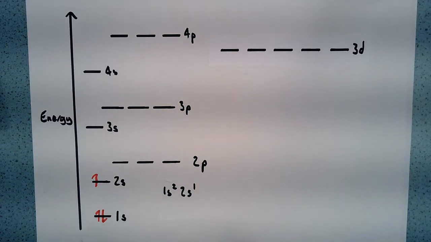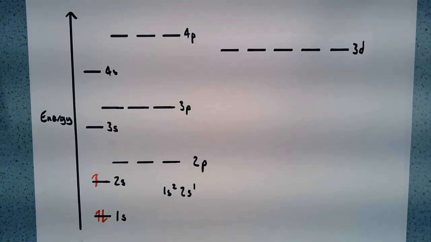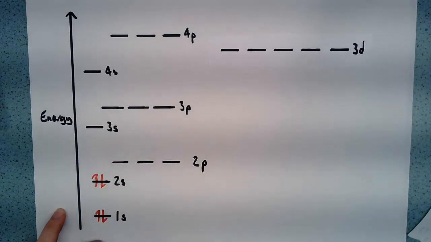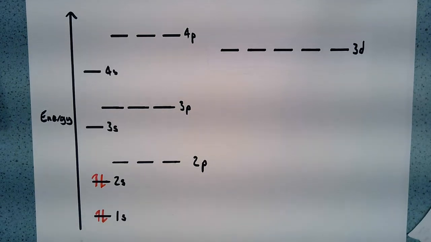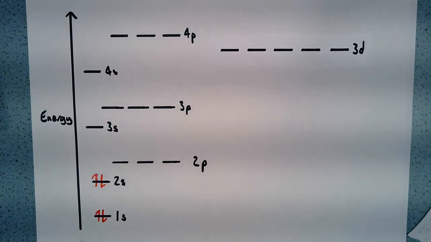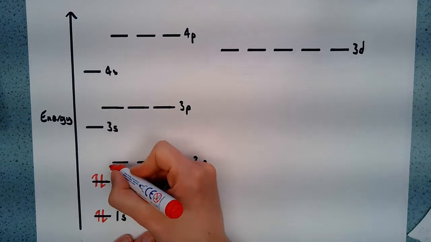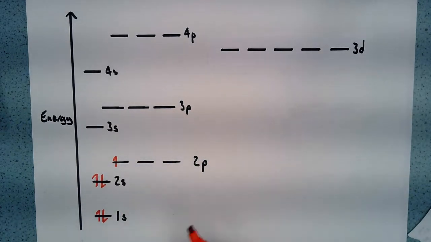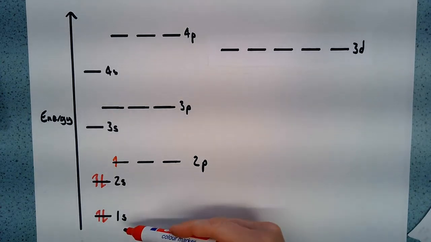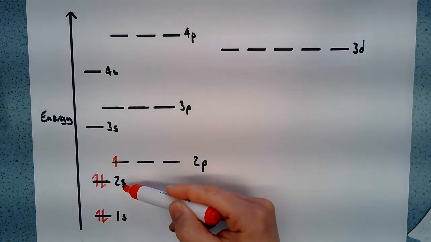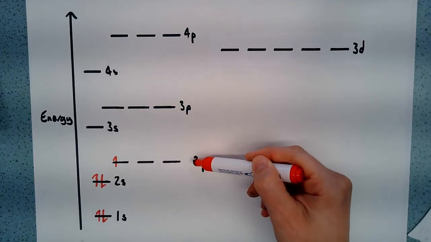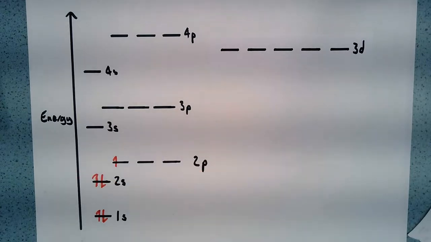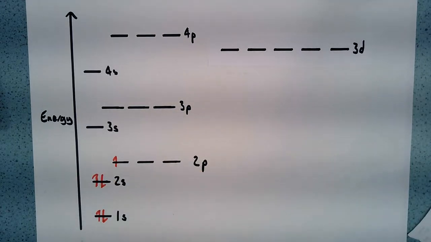We can continue down this route. For beryllium, we would fill one in here, and then for boron, we would fill the next one in here. And so for beryllium, it would be 1s2, 2s2, and then for boron, it would be 1s2, 2s2, and then we would say 2p1. So we're just listing the orbitals in order according to how many electrons there are.